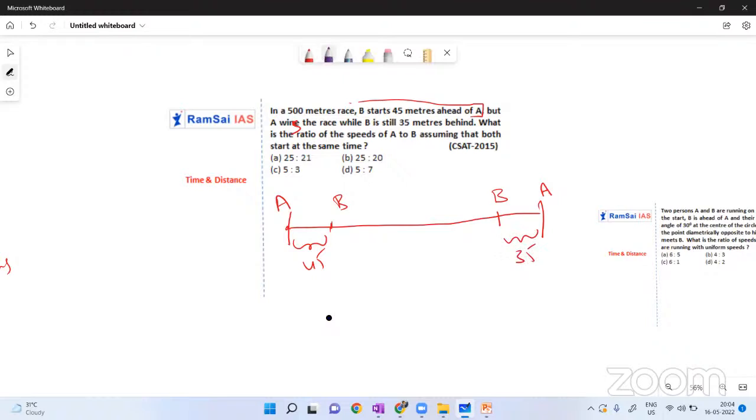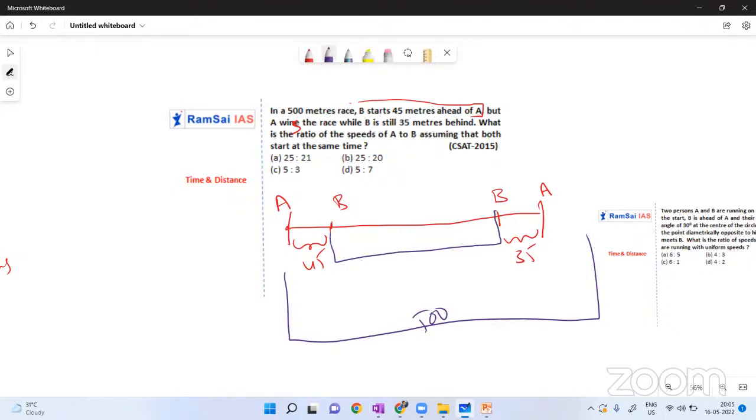So overall A traveled 500 meters, whereas B traveled only this much. How much? 500 minus 45 and 35. 45 plus 35 is 80, so B traveled only 420 meters. So I can conclude that when A traveled 500 meters, B traveled only 420 meters. What is the question they asked? What is the ratio of speeds of A and B? We know that speed is directly proportional to distance, right?